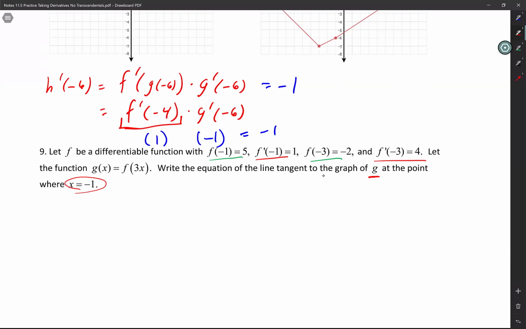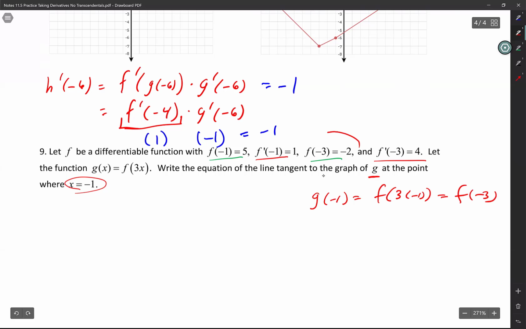So first get a point. g of negative 1 equals f of 3 times negative 1, which is f of negative 3. So I'm looking at that one. g of negative 1 equals negative 2. So my point is negative 1, negative 2. Did everyone get a point at least? All right, next, I need to find a slope.